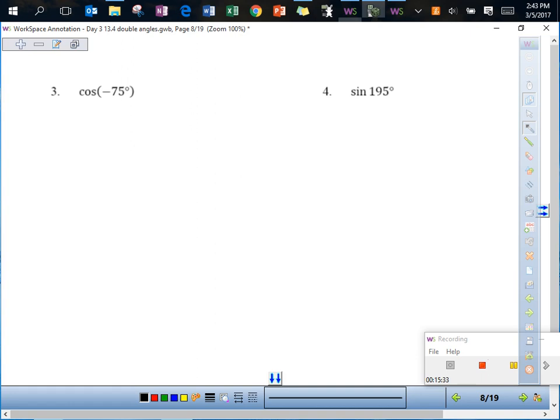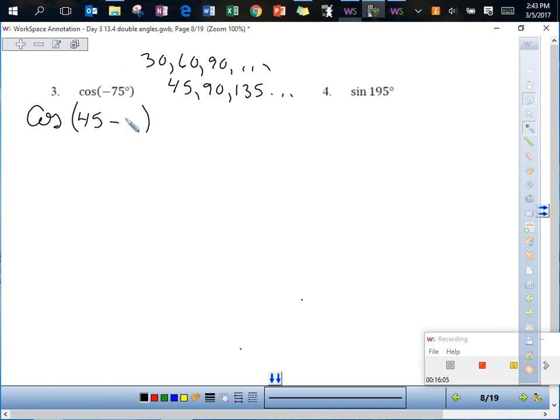Here's number 3 and number 4. Like I said, the hardest part is you deciding what to use. Remember, you can use multiples of 30 and multiples of 45. Those are your only choices. Toy around and see if you can get negative 75 degrees out of something. If you toy around just a little bit, the one that came to me was 45 minus 120. So 45 degrees minus 120 degrees looks like negative 75.